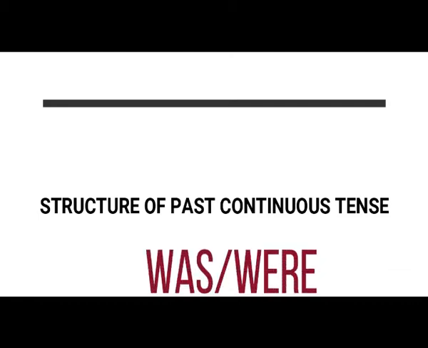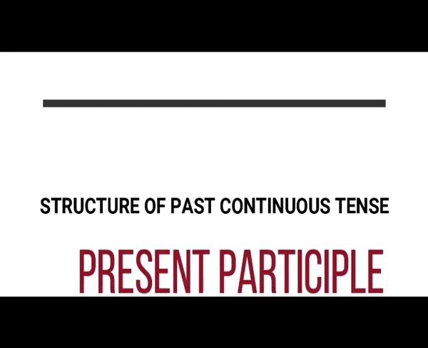What is the structure of past continuous tense? In past continuous tense, we use the auxiliary was or were according to the subject, and then we use the main verb, that is the present participle. Now what is a present participle? Present participle is the ing form of verb.